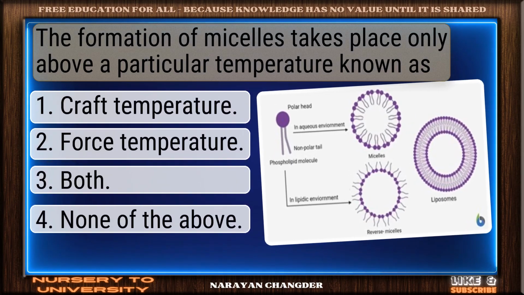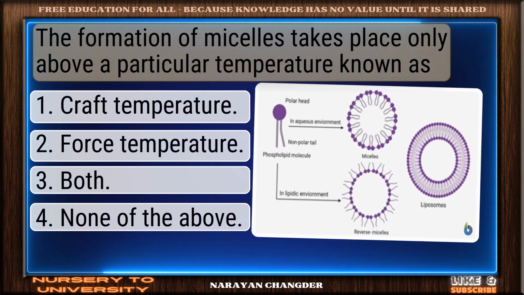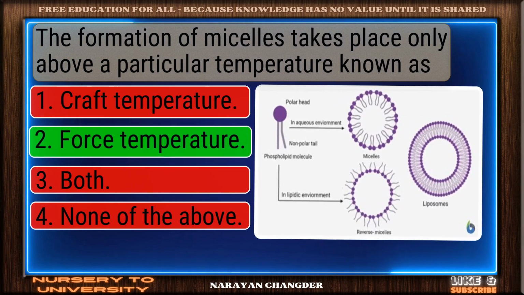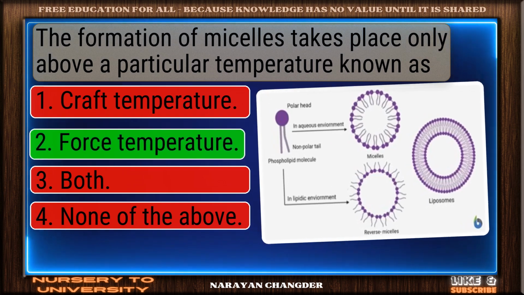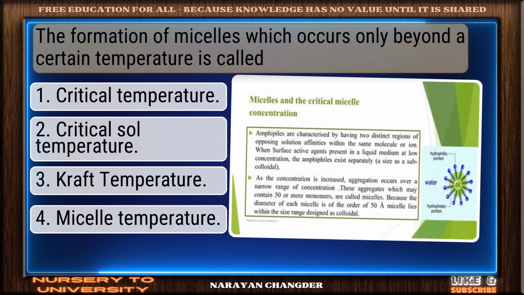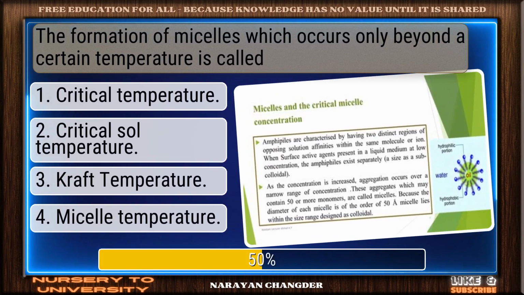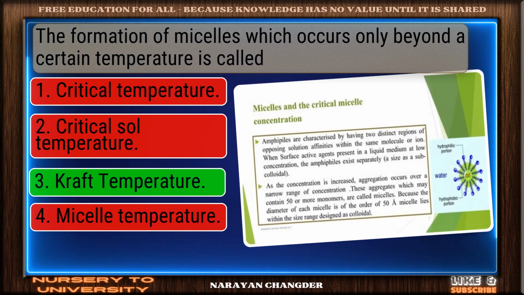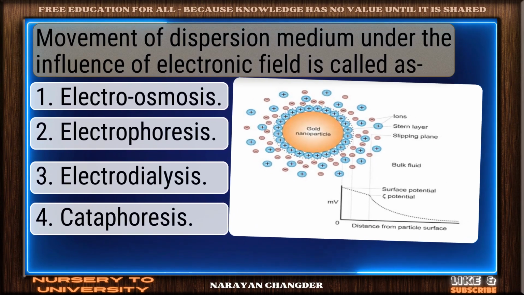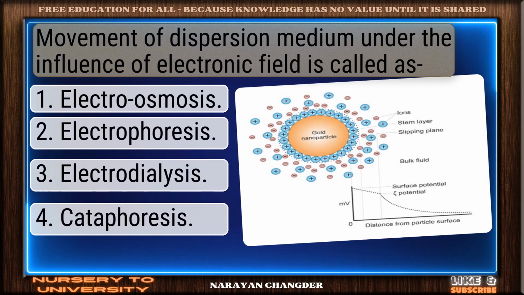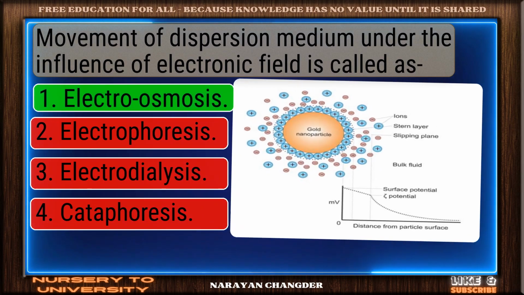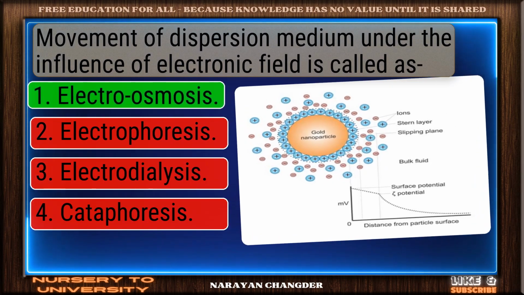The formation of micelles takes place only above a particular temperature known as... Nice work. You chose Kraft temperature, and it is correct. The formation of micelles, which occurs only beyond a certain temperature, is called... Valid point. Kraft temperature is true. Movement of dispersion medium under the influence of an electric field is called as... Correct response. Electroosmosis is the most accurate answer.